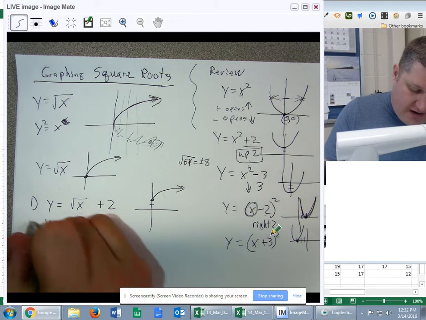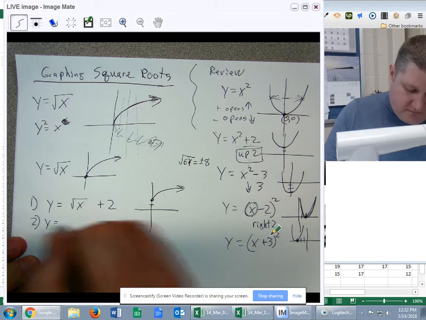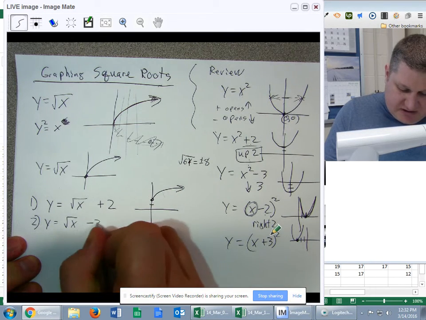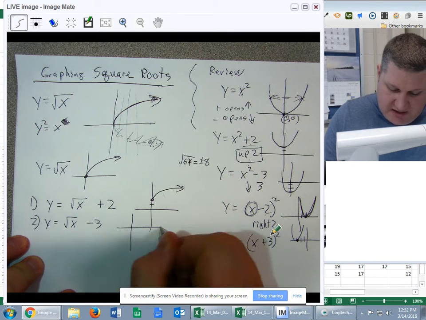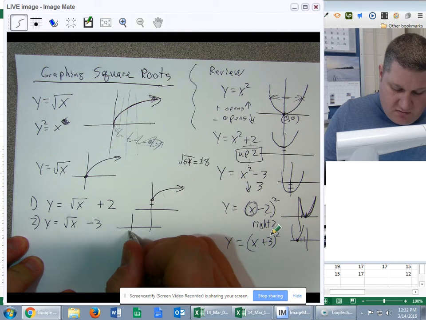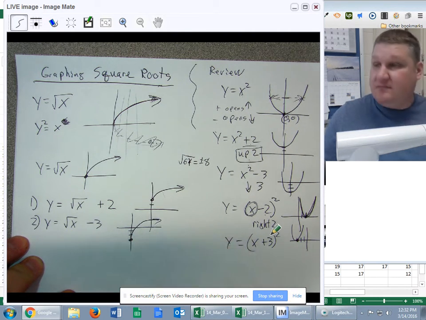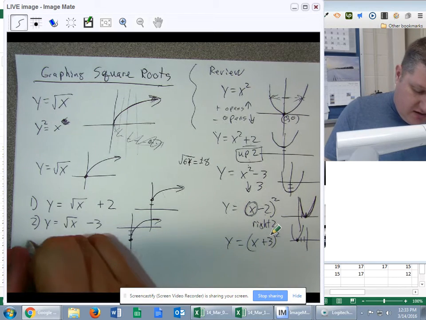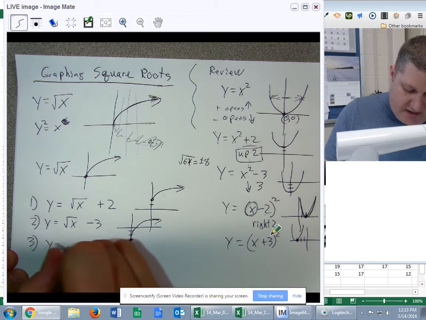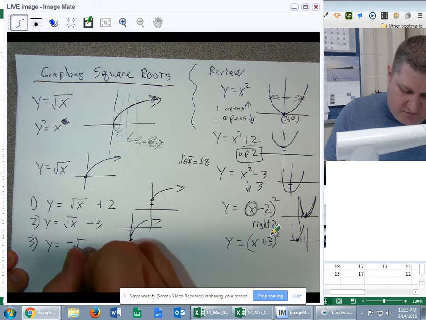If I have y equals square root of x minus 3, what's it going to look like? 1, 2, 3. It's going to start down 3. There it is. Number 3, if I say y equals negative square root of x.